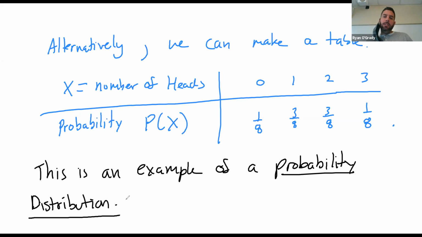What's interesting to note is, as you would expect, these numbers add up to 1 because we know the sum of all the probabilities has to be 1. Does anybody have a comment or a question?